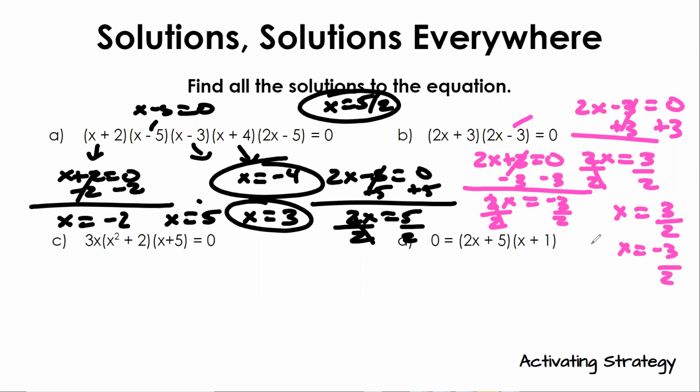How do you write this out as the answer? You literally say x equals -3 halves and x equals 3 halves. That's how you would write it.